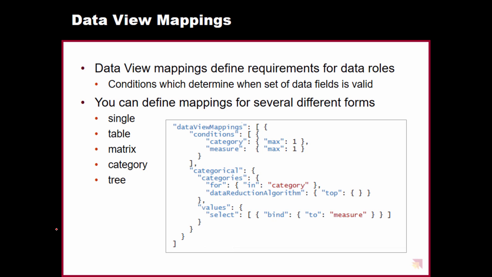So conditions allow you to call out the names, category and measure are names of the data roles, and what the max is. Now also note that you can define the data mappings, and there are several different types of data mappings: single, table, matrix, category, and tree. Typically you want one of these data mappings for your visual, so you only have to worry about one of them. The one in front of you has categorical defined, and typically that would be for using the categorical view. We'll see that in just a second.